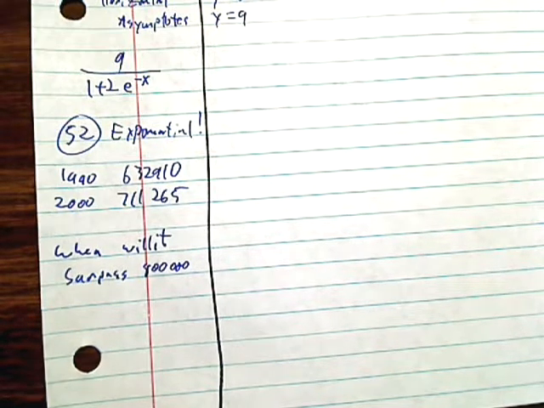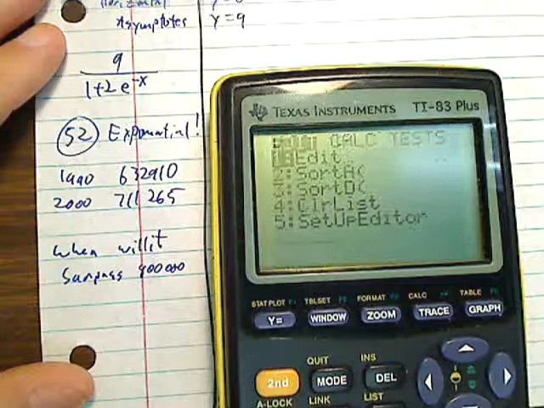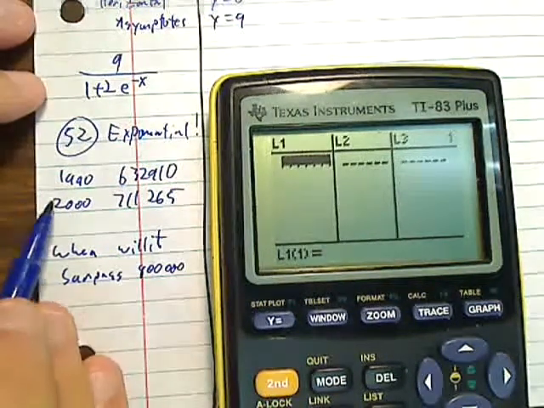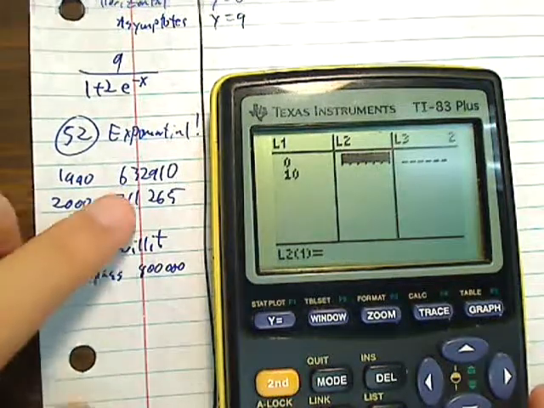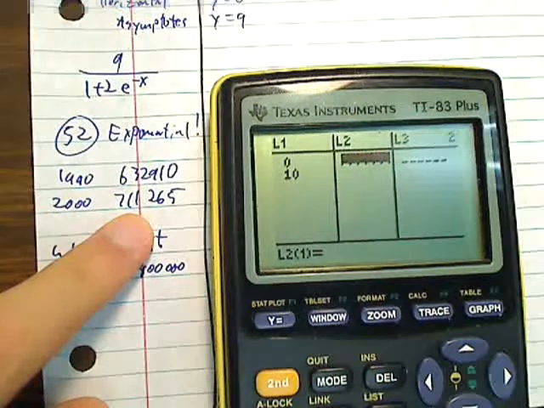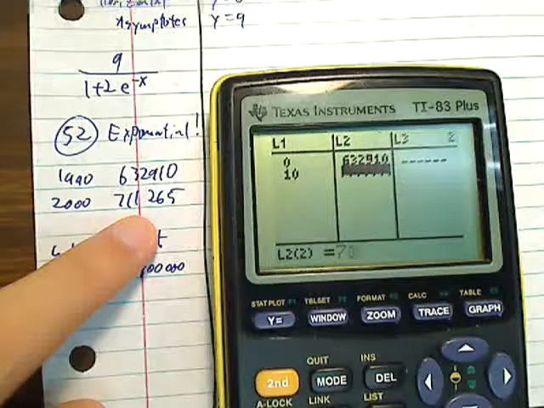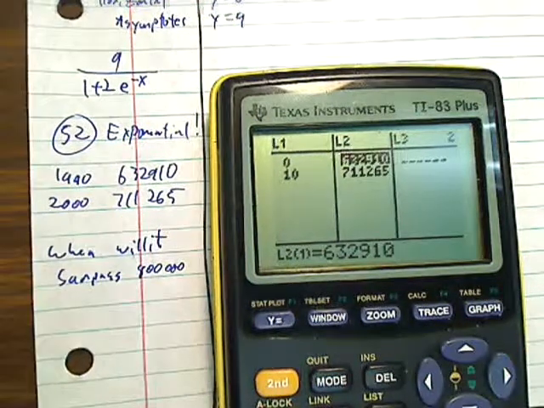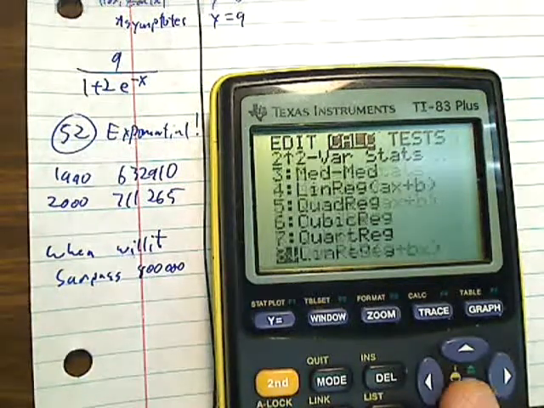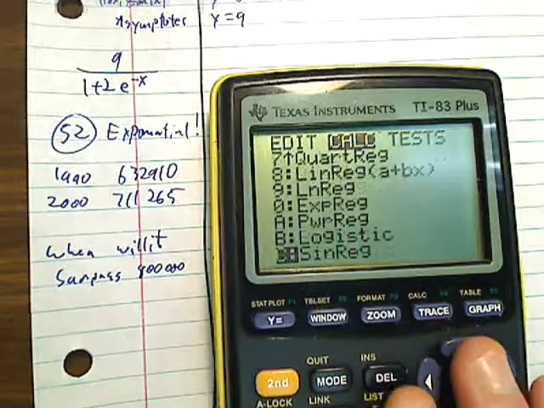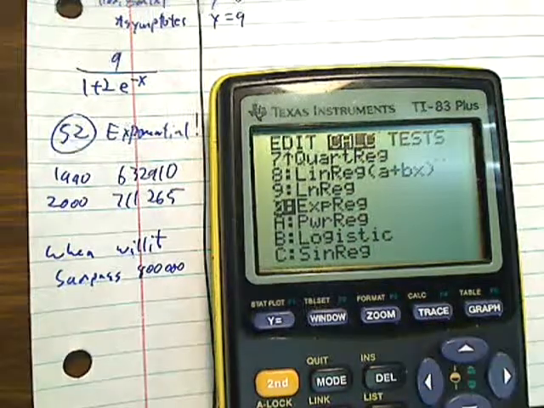Okay, we're back. Let's go ahead and try this on our calculator. So stat edit, I'm not going to do 1990 and 2000. I'm going to do 0 and 10. Just makes the numbers come out a little nicer. 632,910 and 711,265. Okay, stat, calc. There we go. Okay, so logistic regression. We talked about the logistic function. That's what it would be. But this is exponential.